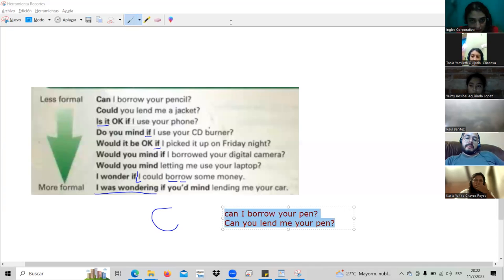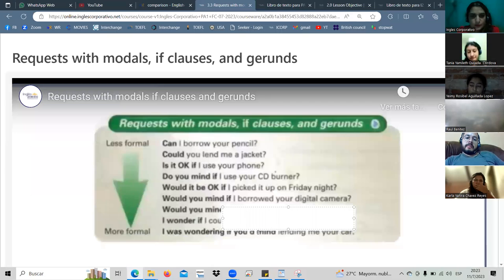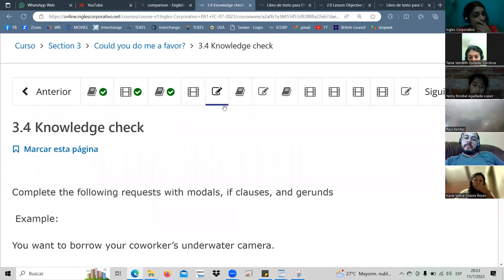I will text it in the chat. Do you mind? Do you mind if? So you see all those expressions are used to make requests, right? Let's continue. You can watch the video at home because I know that it's too long and I don't want you to fall asleep. In the meantime, we're going to do the knowledge check here.